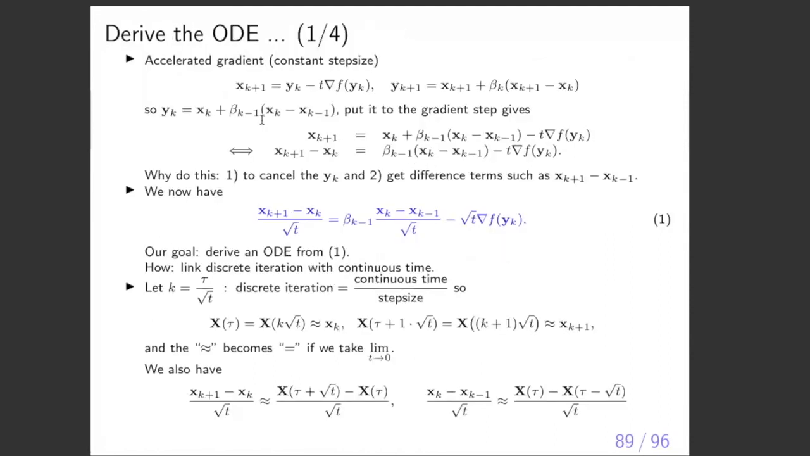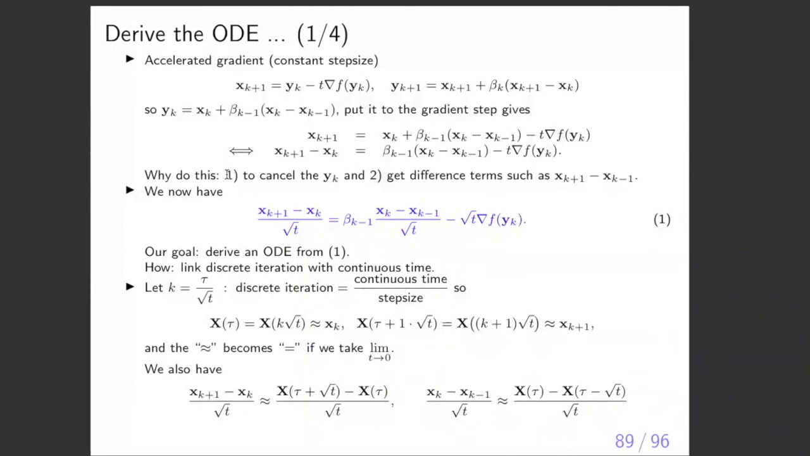So how to derive the ODE? Basically, this is Nesterov gradient descent. This is y_{k+1} equal to x_{k+1} plus the momentum term. This is y_k, so you want this to be y_k, so you get this. Put it into this y, then you will get this line. And then move this k here, then you have this line. So this is the starting point.